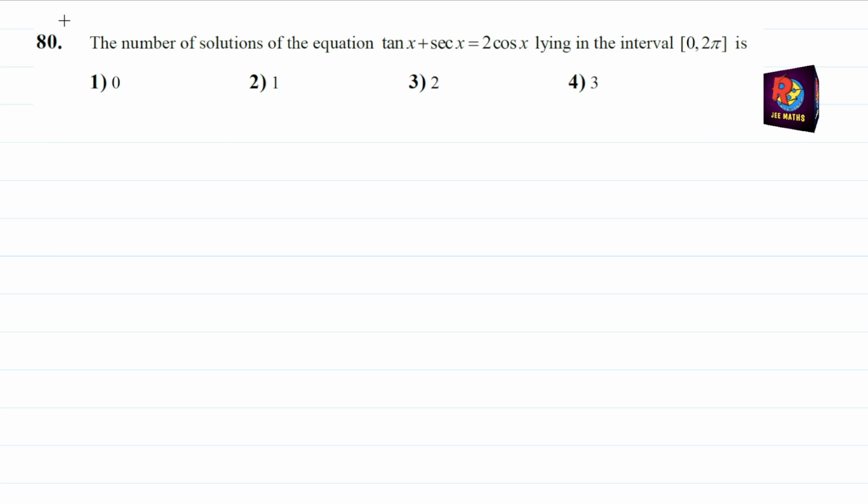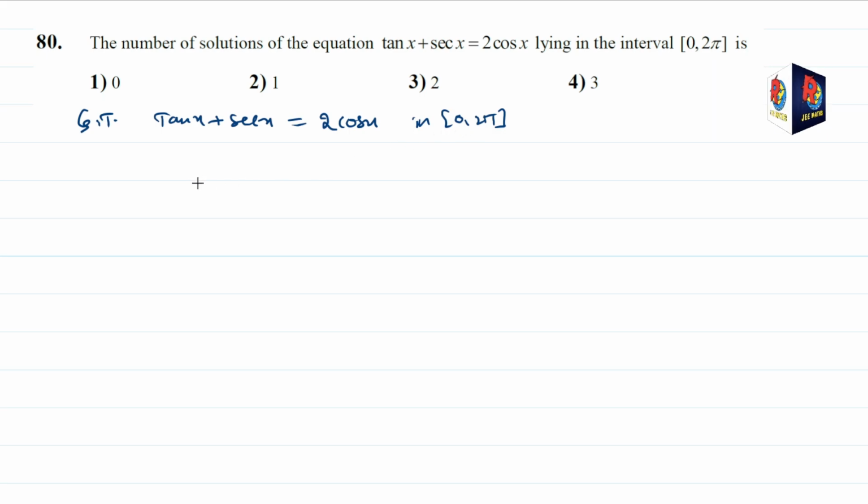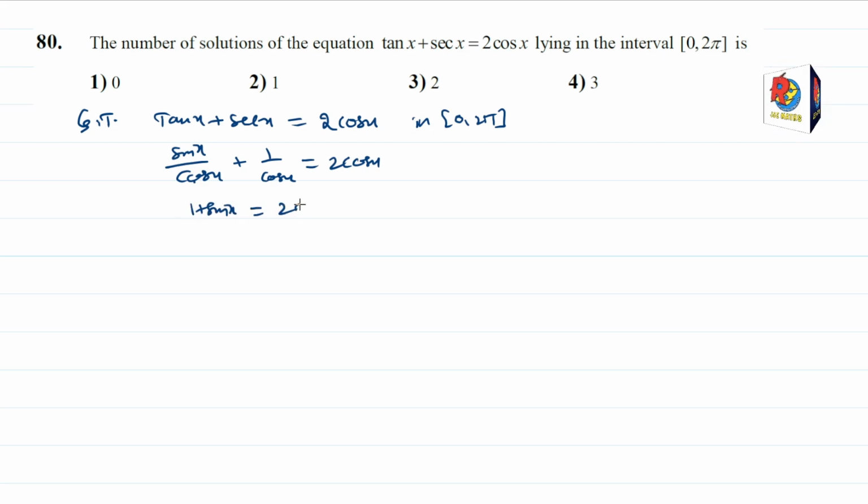I go for this one. Here also we can observe this, given that tan x plus secant x is equal to 2 cos x. In 0 to 2 pi values we need to find out. So sin x by cos x plus 1 by cos x equal to 2 cos x. So 1 plus sin x is equals to 2 cos square x.